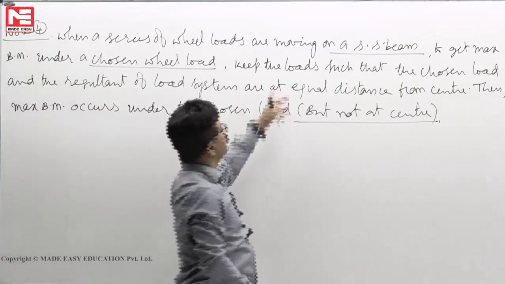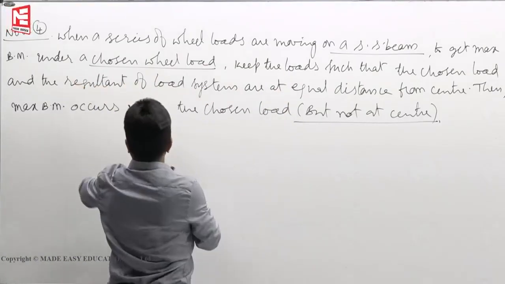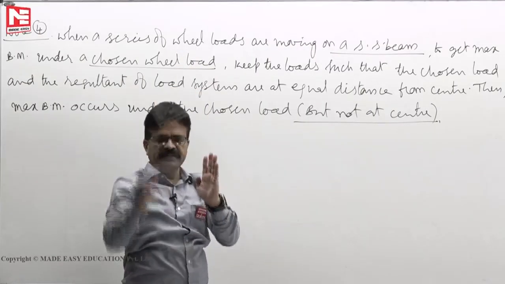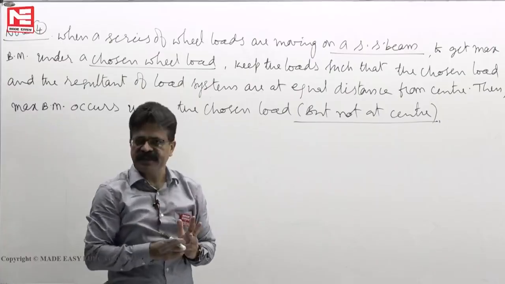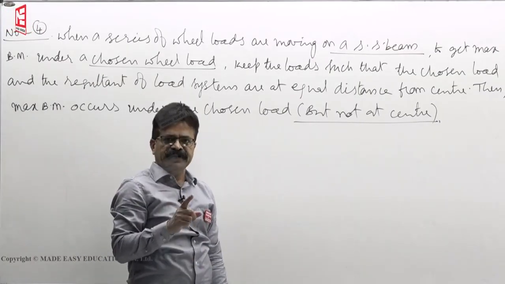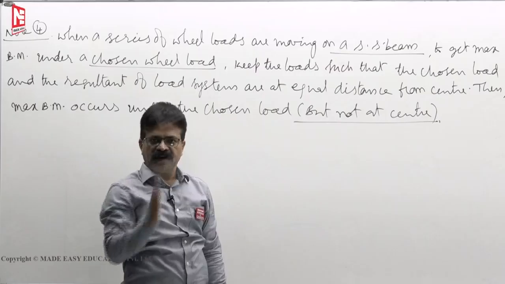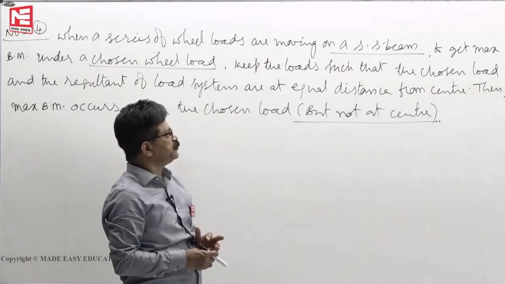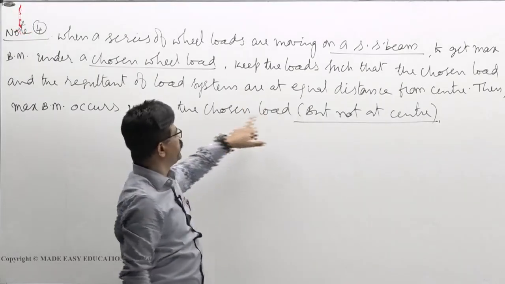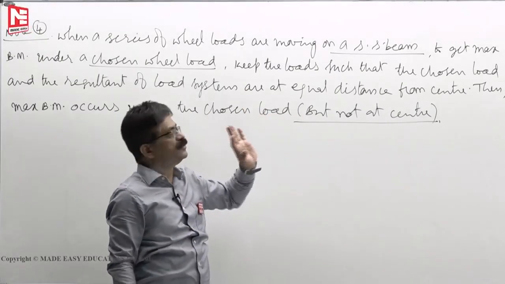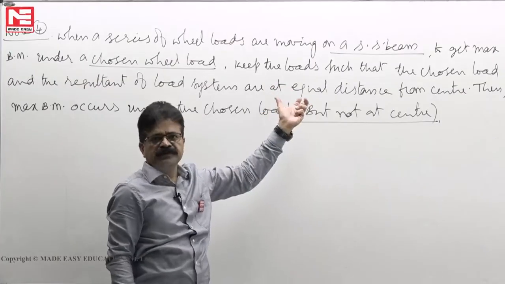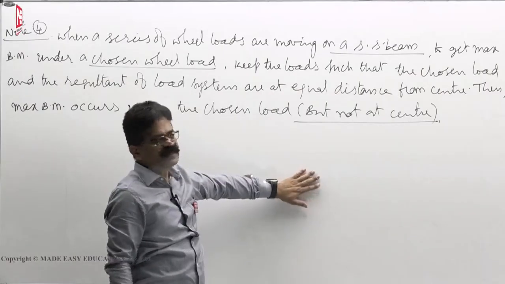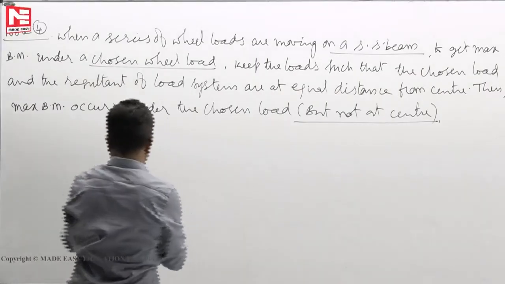Now, in this case, you want to get maximum bending moment under a chosen load. Then that load and the resultant of the load system should be equal distance from the center. Then maximum bending moment you will not get under the resultant or at center, you will get under the chosen wheel load. Okay. So, maximum bending moment under chosen wheel load but not at center. The meaning of why so carefully we have to adjust the loads, that comes from our strength of materials only. With the help of a numerical, I will explain what happens in this case.